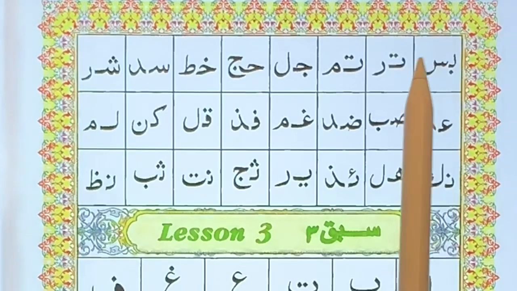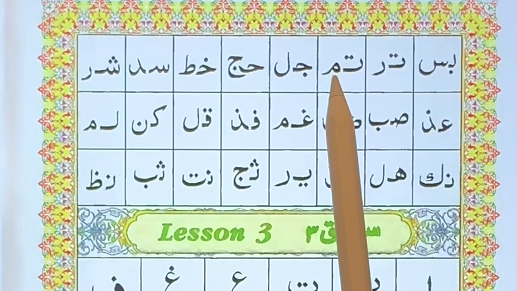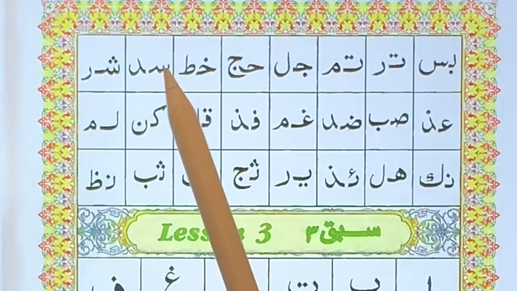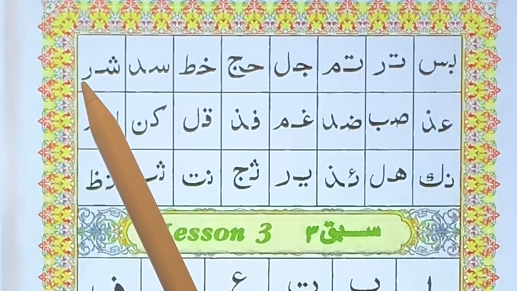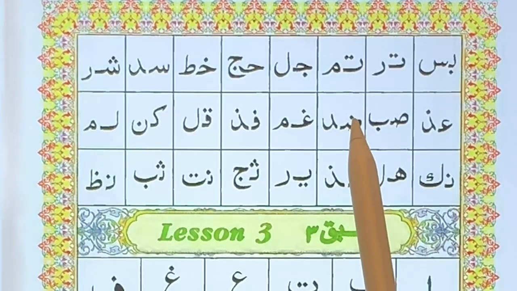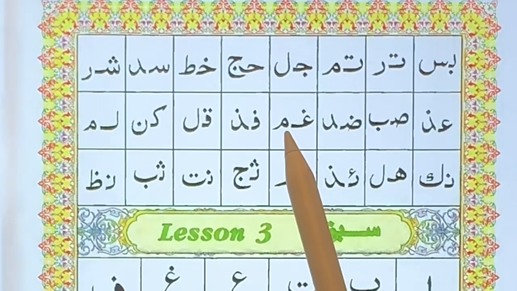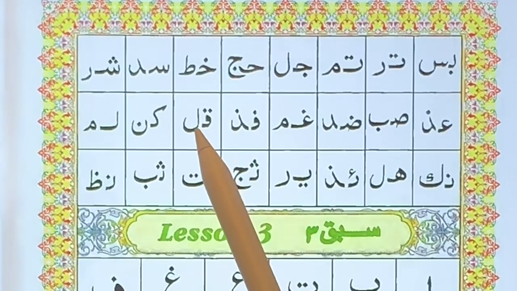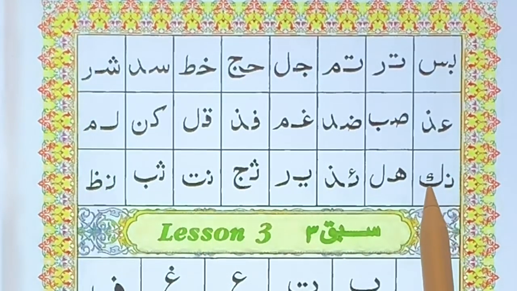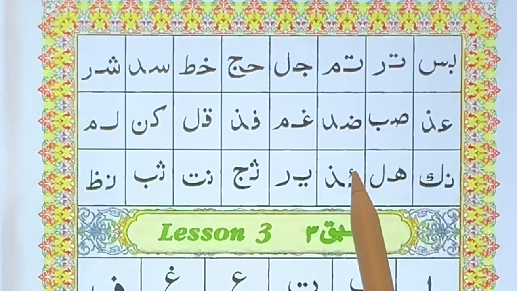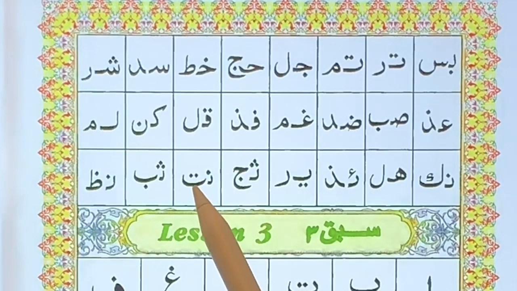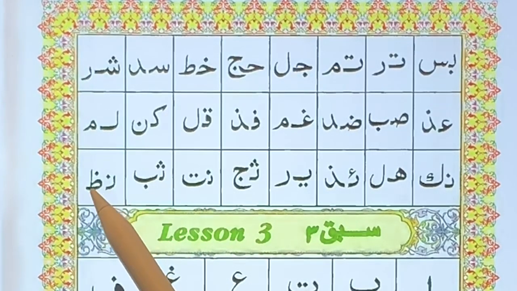This is ba, sin, ta, ra, ta, mim, jim, lam, ha, jim, kha, ta, sin, dal, shin, ra, ain, dhal, sad, ba, dad, dal, ghain, mim, fa, dhal, qaf, lam, kaf, noon, lam, mim, noon, kaf, ha, lam, hamza, dhal, ya, ra, tha, jim, noon, ta, tha, ba, noon, wa.